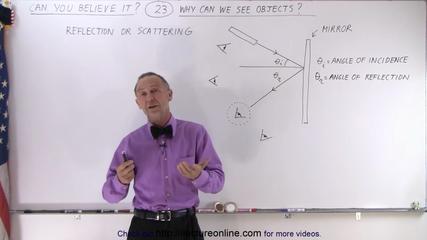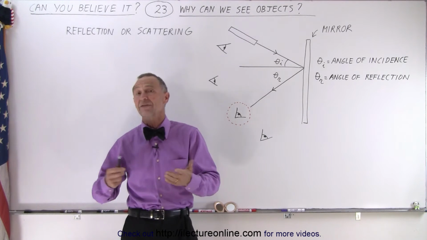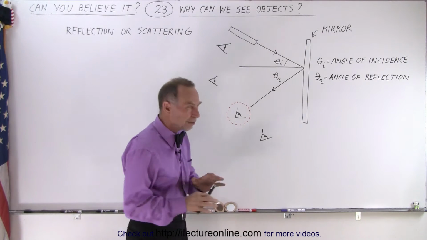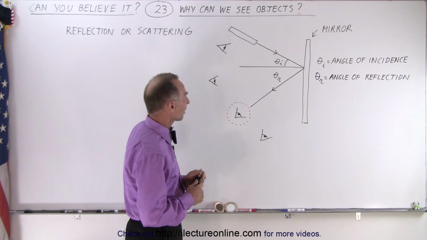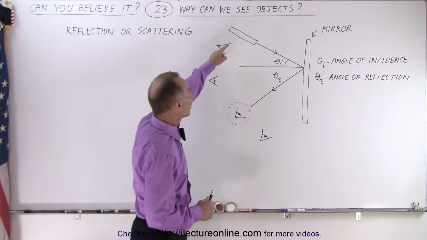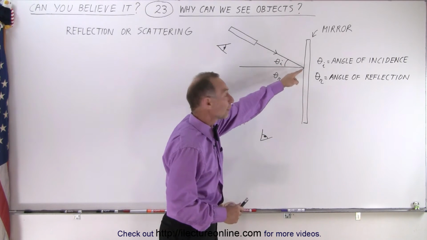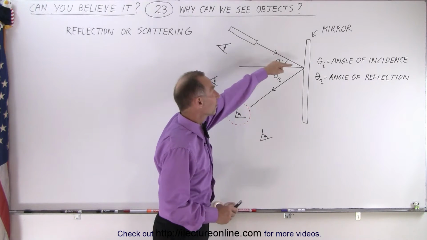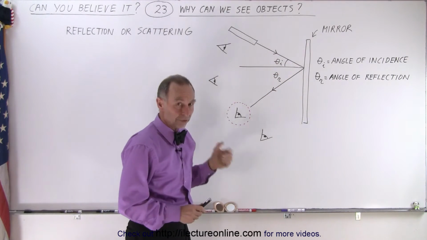And typically we think of it as being reflected by the object, but that's not the case at all. And the reason for that is as follows. We may have learned somewhere in a science class or a physics class that when a light strikes a mirror, it reflects, and that is typically true, and that the angle of incidence equals the angle of reflection.